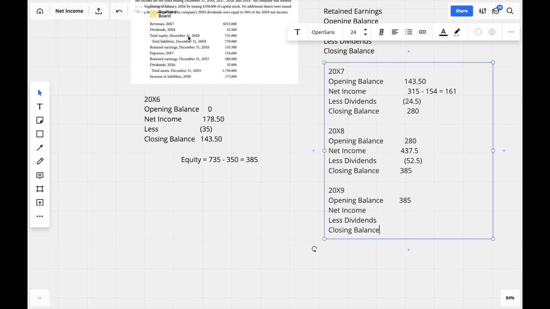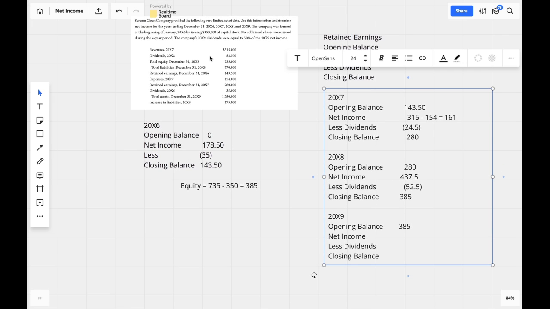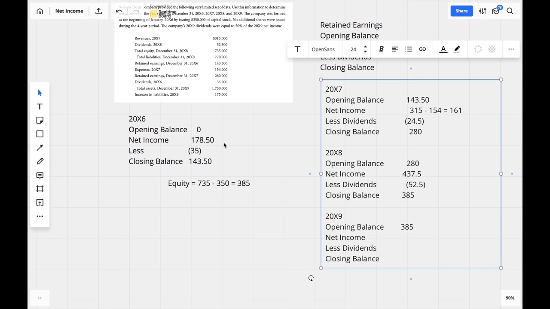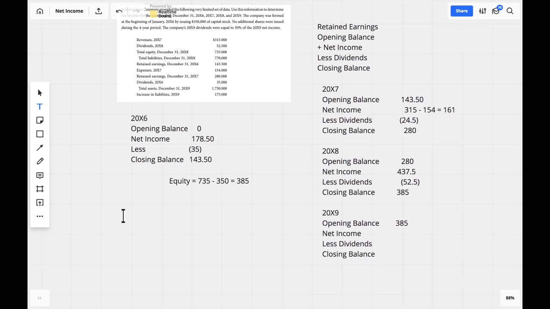So for 20x9, all we have is total assets. We have increase in liabilities. So they've actually given us very little information, and that there's a dividend, 50% of the net income will be the dividend. So all we've really got to work with here is closing information. This is the way I would approach it.